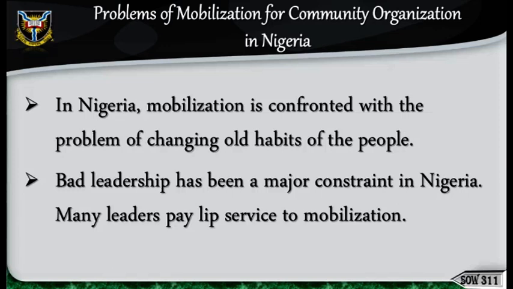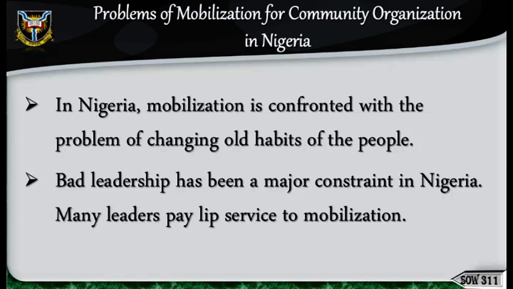In Nigeria, mobilization is confronted with the problem of changing old habits of the people. Part of the problem emanates from culture, which makes people resistant to change and innovation. Hence, acceptance of values from social mobilization may be gradual.